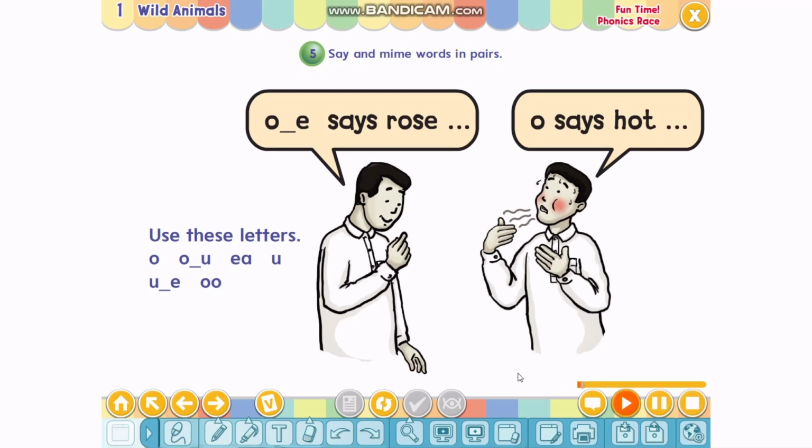Are you ready? Say and mime as many words as you can. O-E says rose. Well done. O says hot. That's right. We have more words. E-A says meat. E-A says feather. And U-E says tube. O-O says boot. Okay, good. Let's play for real.